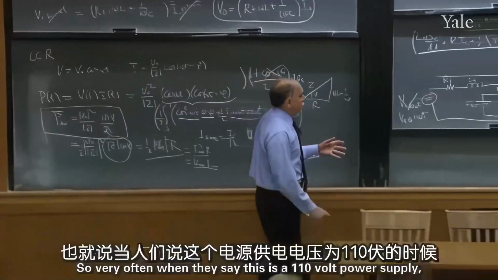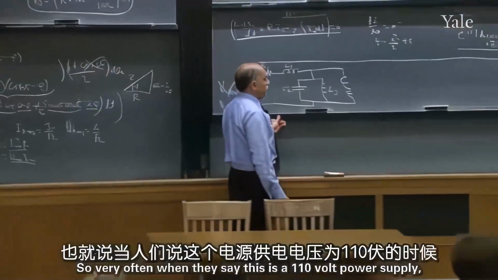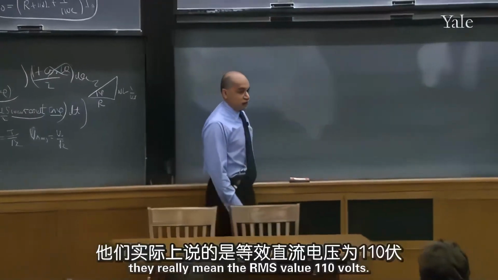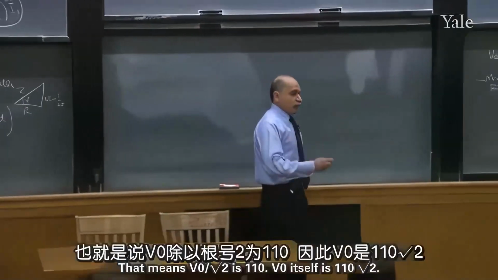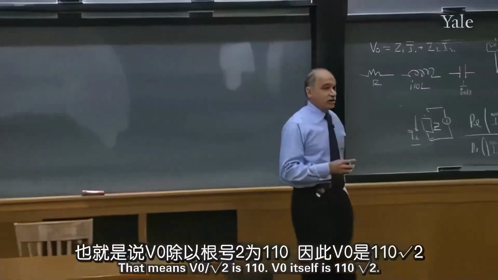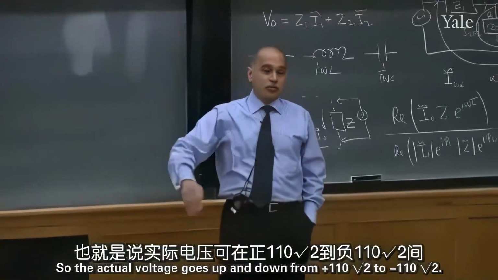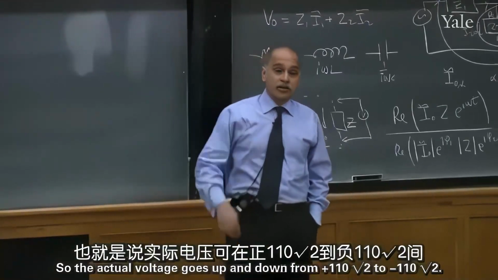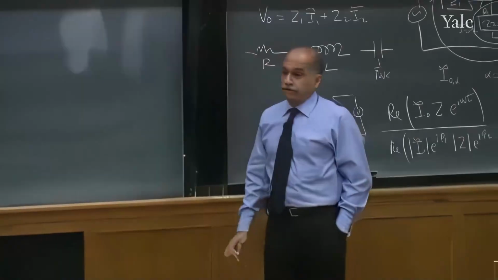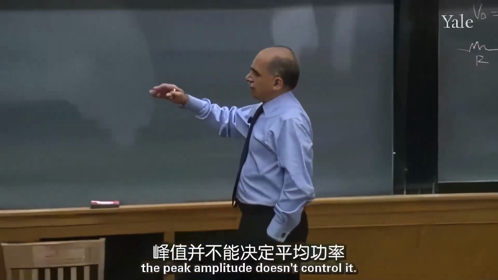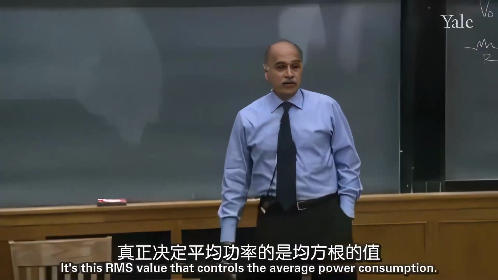So very often when they say this is a 110 volt power supply, they really mean the RMS value, 110 volts. That means V naught over square root of 2 is 110. V naught itself is 110 root 2. So the actual voltage goes up and down from plus 110 root 2 to minus 110 root 2. Because for computation of power, the peak amplitude doesn't control it. It's this RMS value that controls average power consumption.